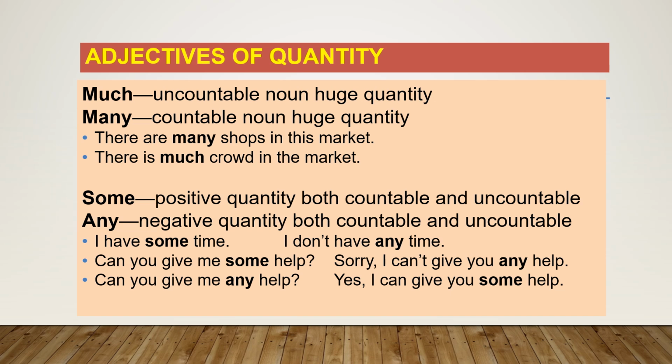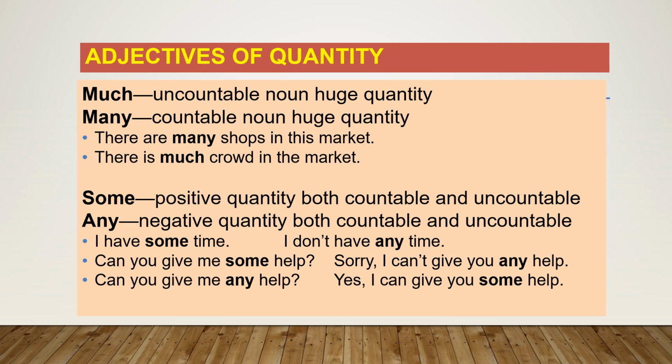Some and any are also adjectives of quantity. Some denotes a positive quantity. It can be used for both countable and uncountable nouns. Any indicates a negative quantity, again for both countable and uncountable nouns. Here are some examples. I have some time. Time is the noun, some time. That means small quantity.